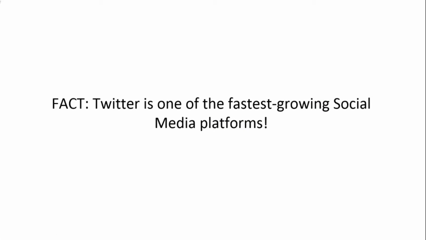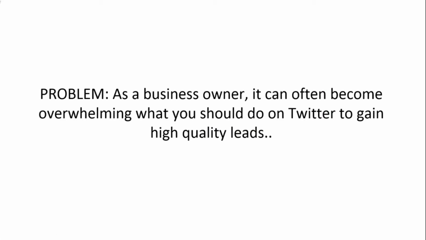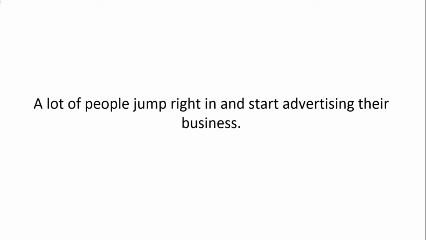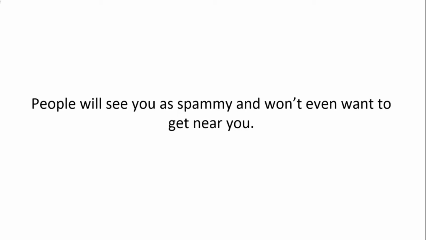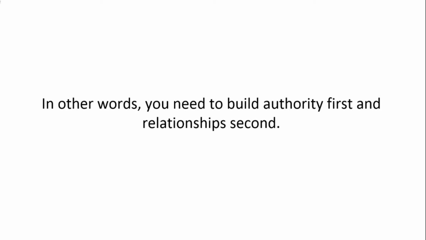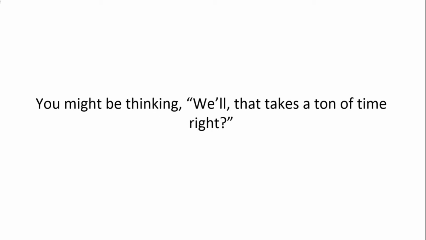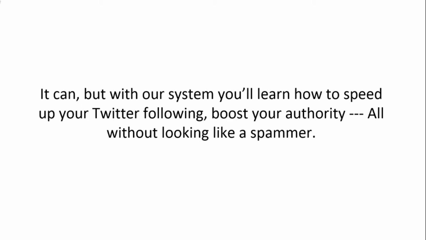Twitter is one of the fastest growing social media platforms. Now, the problem is, as a business owner, it can often become overwhelming what you should do on Twitter to gain high quality leads. You see, a lot of people just jump right in and start advertising their business. The result on Twitter is this: people will see you as a spammer and won't even want to get near you. In other words, you need to build authority first and relationships second. Now, you might be thinking, well, that takes a lot of time, right? It can, but with our system, you'll learn how to speed up the process, build your Twitter following, boost your authority, all without looking like a spammer.